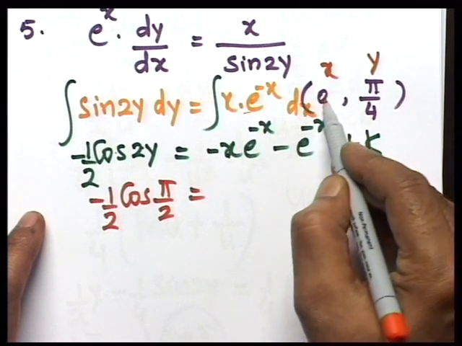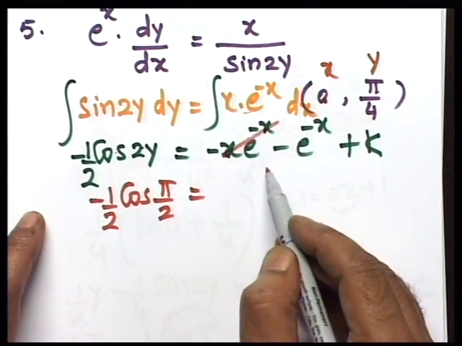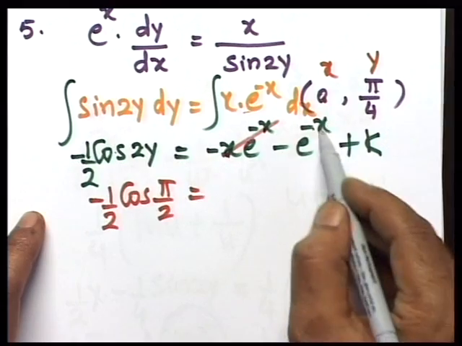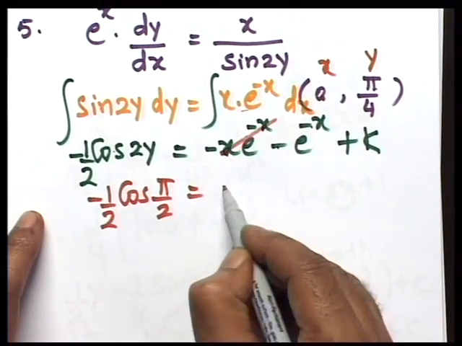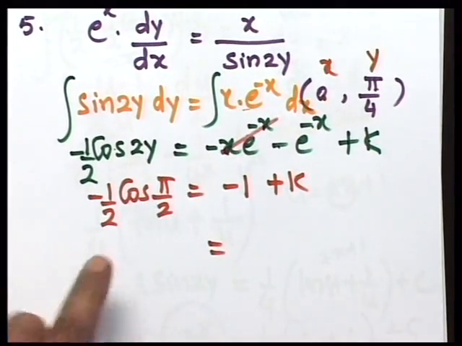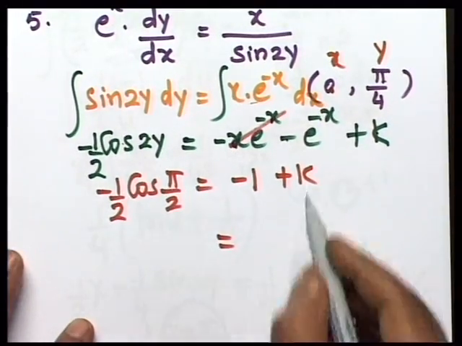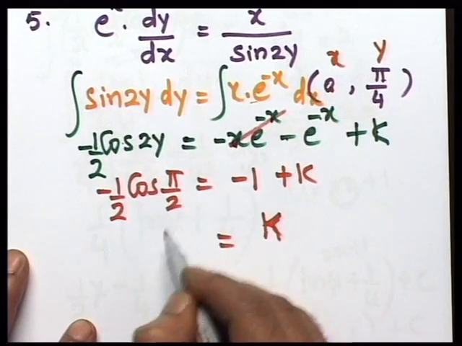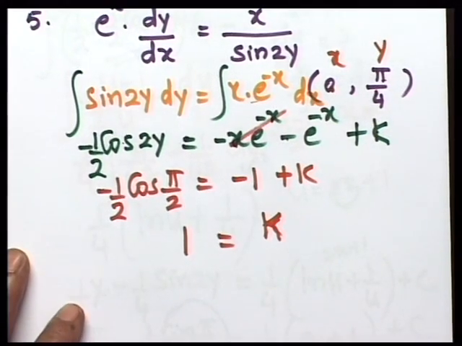X is 0, so that is gone. e to the 0 is 1. So that's a minus 1 and plus k. So basically the left hand side is 0 now, and we got the value of k as 1. Right? Take that to the left hand side.